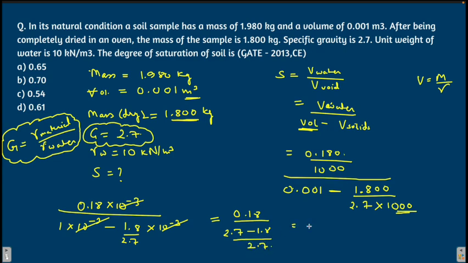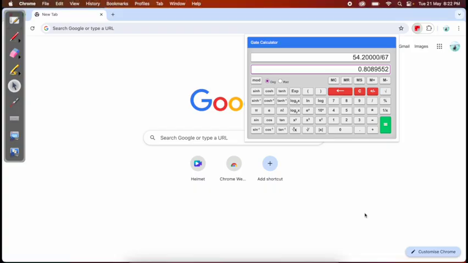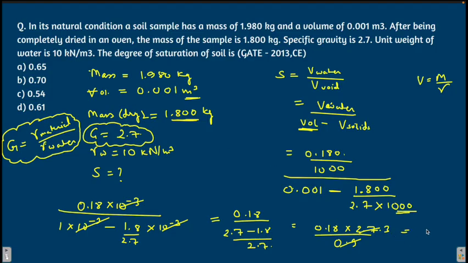So again it's easy, 0.18 into 2.7 by 2.7 minus 1.8 is how much? Is 0.9. Okay, now 9 threes is 27. Now 18 threes, if you know, it's good. I don't know what 18 threes is, so I'll just use the calculator. 18 into 3 is 54. So it's 0.54, that is the answer.